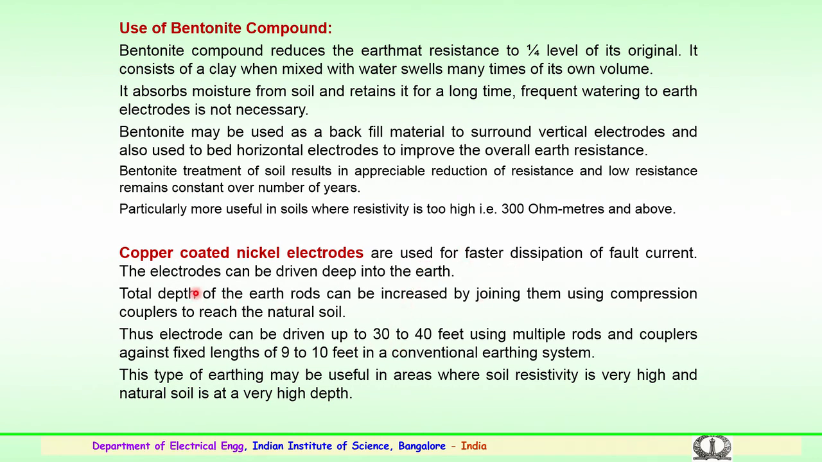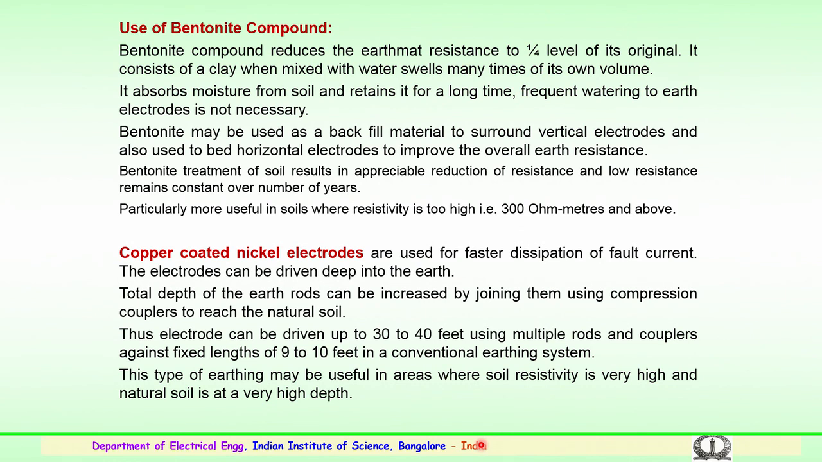So, the other method of reducing the earth resistance is by going in for copper coated nickel electrodes. These are used for faster dissipation of fault currents. The electrodes could be driven deep into the earth, and the total depth of these earth rods can be increased by joining them using compression couplers to reach the natural soil. Thus the electrodes could be driven up to 30 to 40 feet in general by using multiple rods or couplers, against fixed lengths of anywhere between 9 to 10 feet in a conventional earthing system.